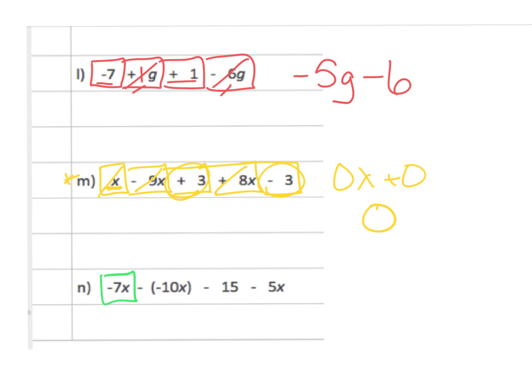Last one, put my boxes around it. Don't forget to double dash. We have minus and negative, so I'm going to double dash. If I put negative 7 plus 10, that gives me 3x. Minus 5x gives me a negative 2x. And then I just add the minus 15 at the end.